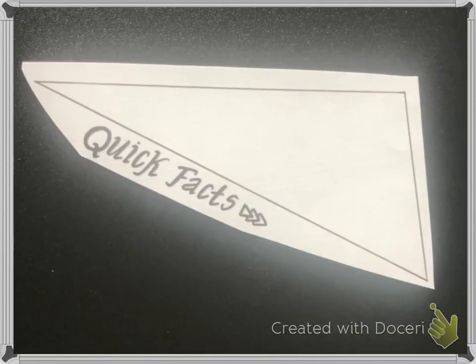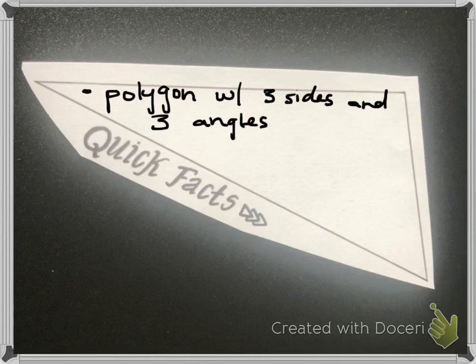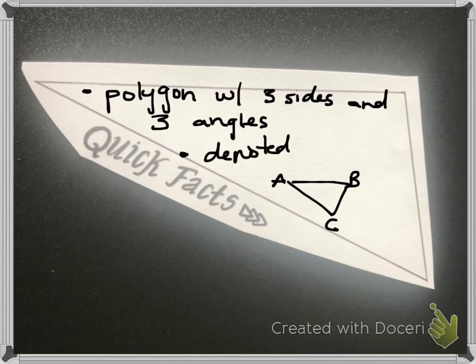Alright, some quick facts about triangles is that we know it's a polygon with three sides and three angles. We also know that if I draw a triangle and I label it A, B, and C, it's going to be denoted as triangle ABC. So that would be the correct notation for you on how to write it.